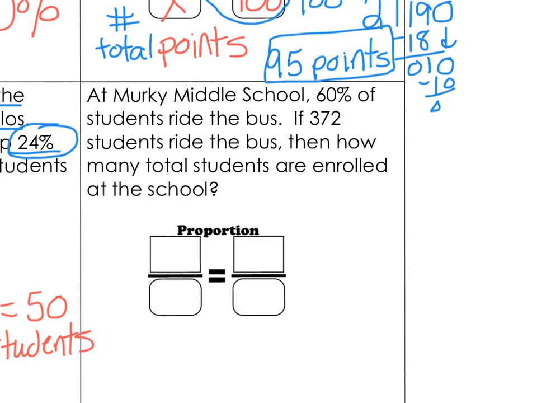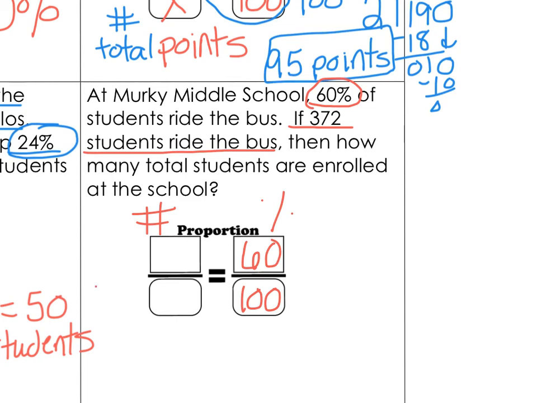Remember here, let's set it up. We're going to have our numbers on this side and our percent on this side. And remember, percent is always going to be out of 100. So it says at Murky Middle School, 60%. Before I even finish reading, I already know my percent's going to go above my 100. So I'm going to go ahead and set that up. Of the students ride the bus. Then it says if 372 students ride the bus, then how many total students are enrolled in the school?